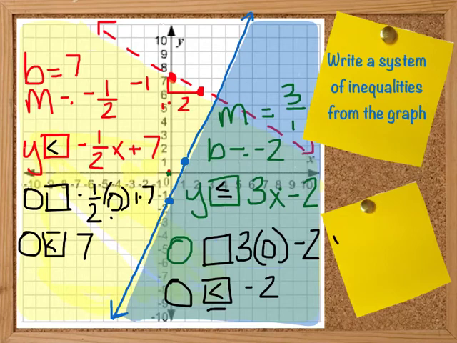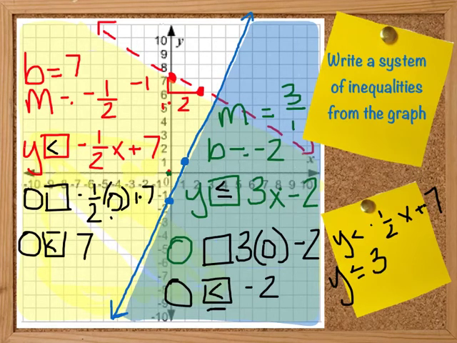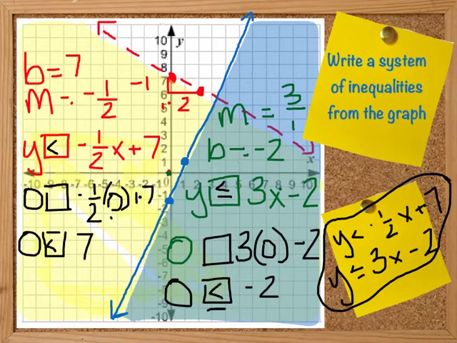When we write our answer, it will be y is less than negative 1/2 x plus 7, and y is less than or equal to 3x minus 2. And that is your final answer.